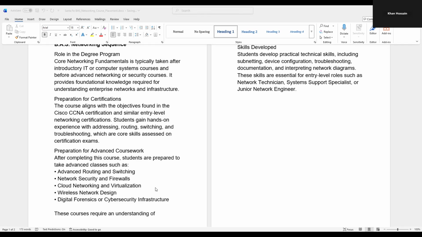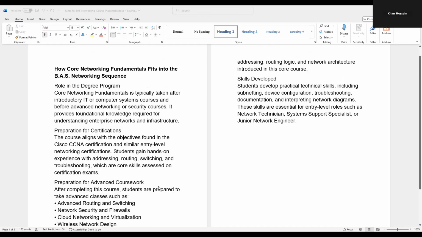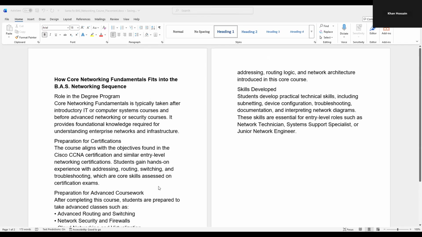Preparation for advanced courses: after completion of this course, students are prepared to take advanced classes such as advanced routing and switching, network security and firewalls, cloud networking and virtualization, wireless network design, digital forensics, or cybersecurity infrastructure. These courses require an understanding of addressing, routing logic, and network architecture introduced in this core course.